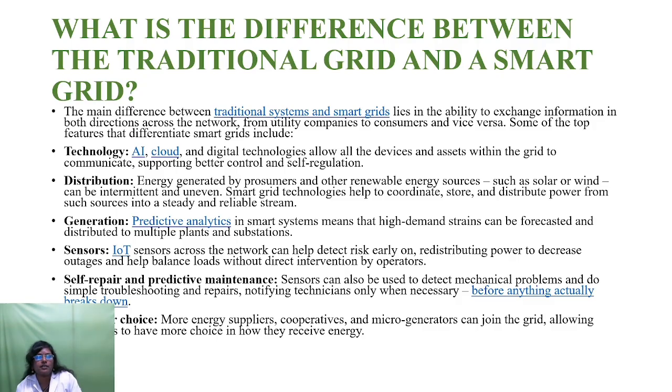Next is sensors. IoT sensors across the network can help detect risks earlier on, redistributing power to decrease outages and help in balancing loads without direct intervention by the operators. Next is self-repair and predictive maintenance. Sensors can also be used to detect mechanical problems, do simple troubleshooting and repair, and send a notification message to the technicians only when necessary, before anything actually breaks down.